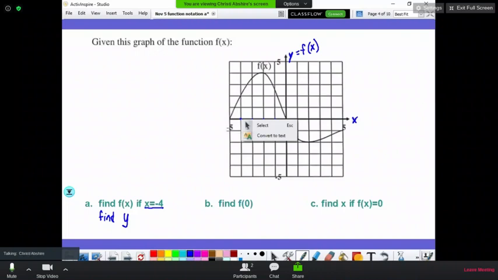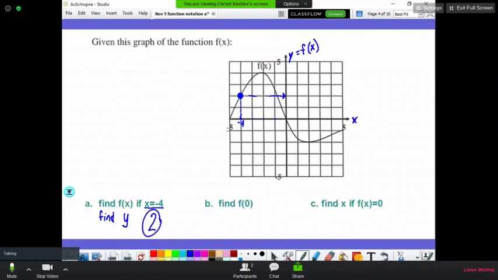And that curvy line is above. So I'm going to go all the way up to that spot. This is x is -4. What does it align with on the y-axis? It's in line with 2. So it is 2.